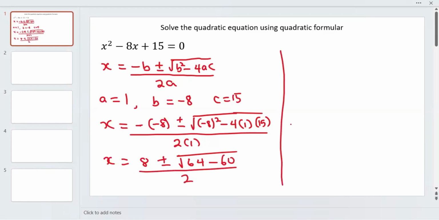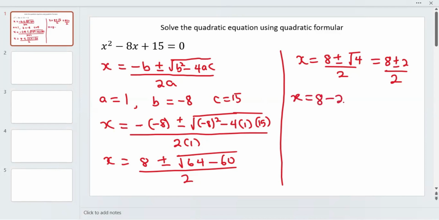Then we can say x now will be 8 plus or minus the square root of 4 over 2. 64 minus 60 is 4. The square root of 4 is 2. So 8 plus or minus 2 over 2. The next thing we have to do is split this value into 2. So x will be 8 minus 2 over 2, taking the negative part, or 8 plus 2 over 2.